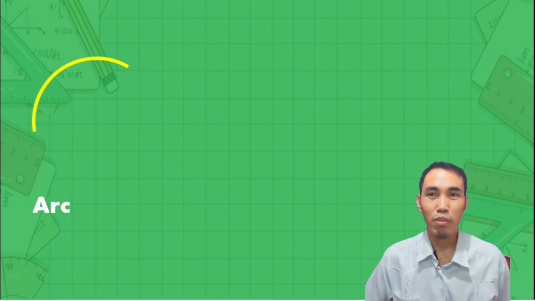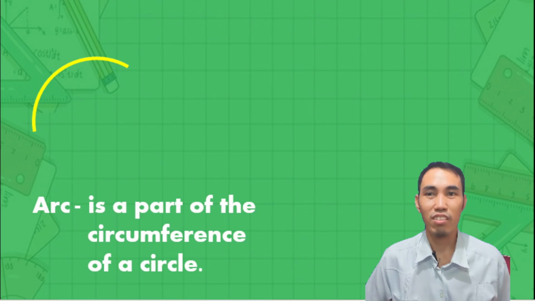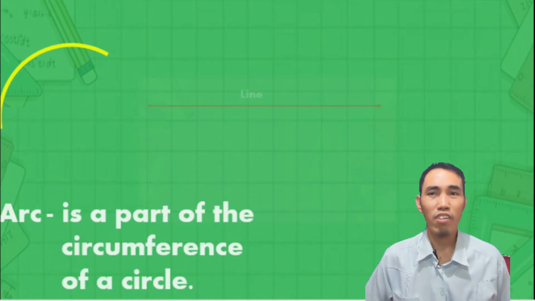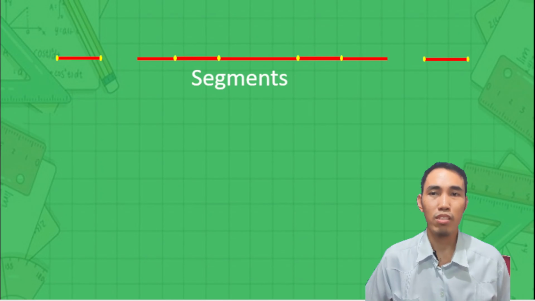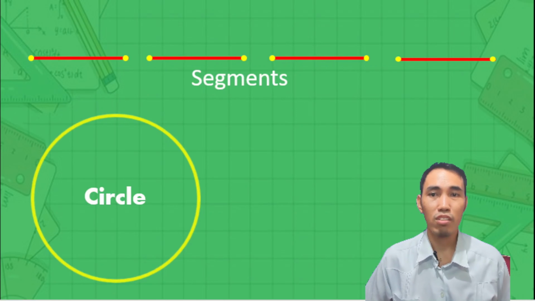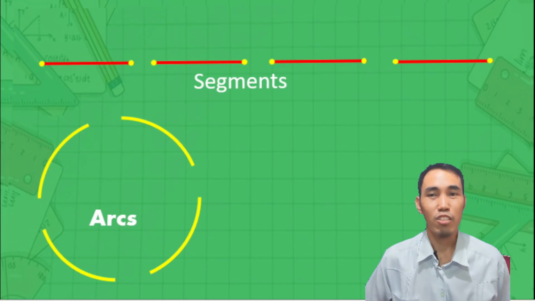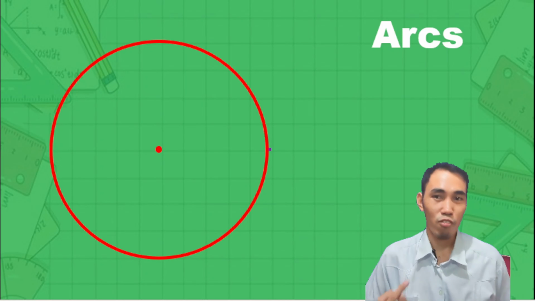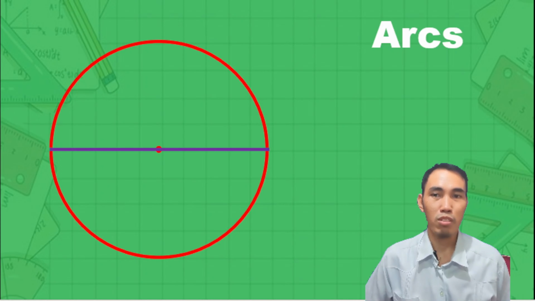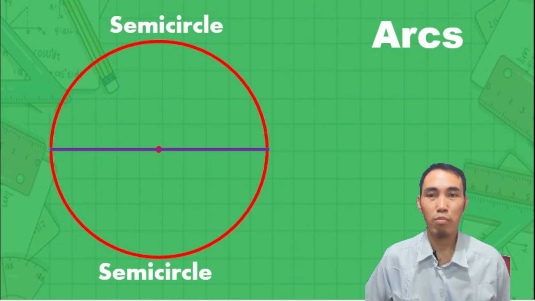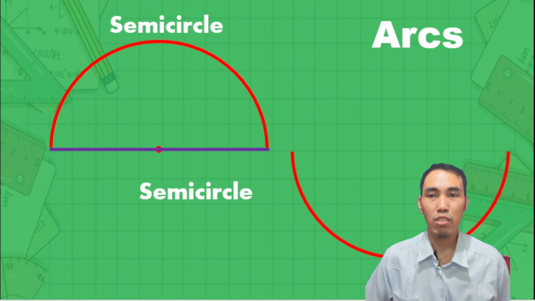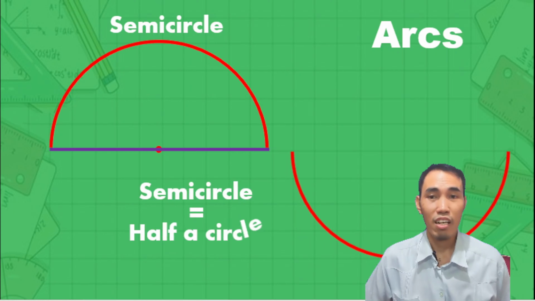An arc is a part of the circumference of a circle. Just like how we divide a single line into several segments, we can also divide a circle to get several arcs. Now, let's bring in a new circle. If we divide a circle by drawing a diameter, we get 2 semicircles. A semicircle is literally half a circle.